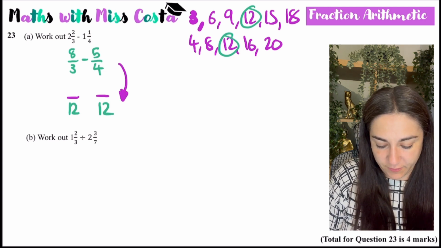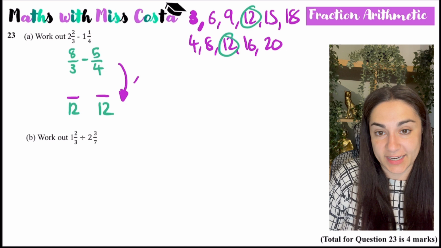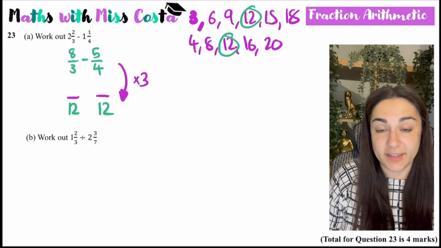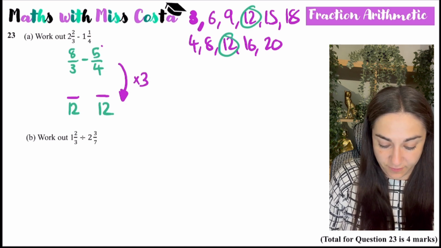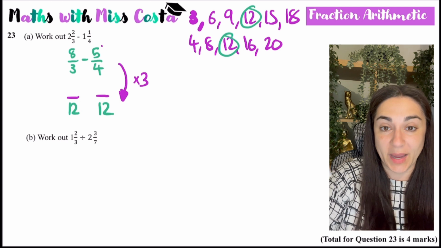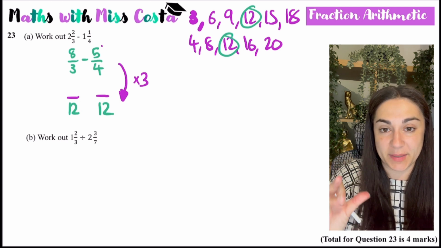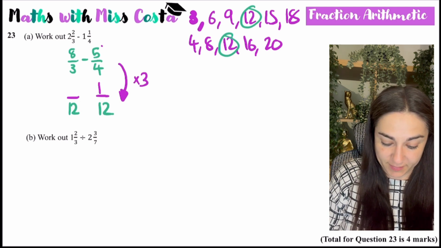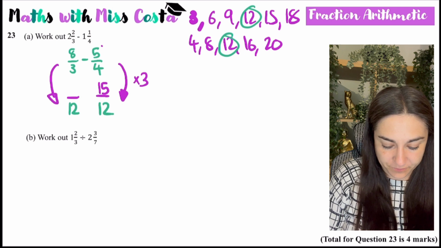Then you think to yourself, okay, what did I multiply 4 by to get to 12? I times it by 3. So I'm going to have to do the same to the 5. Whatever you do to the denominator, you have to do to the numerator to keep them as equivalent fractions. So 5 times 3 is 15.